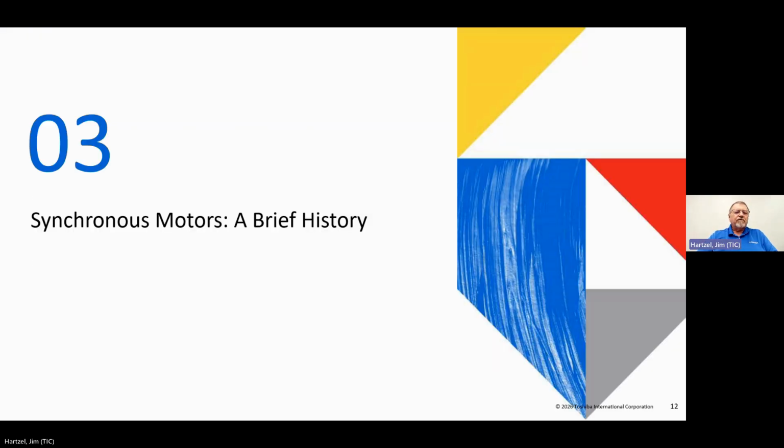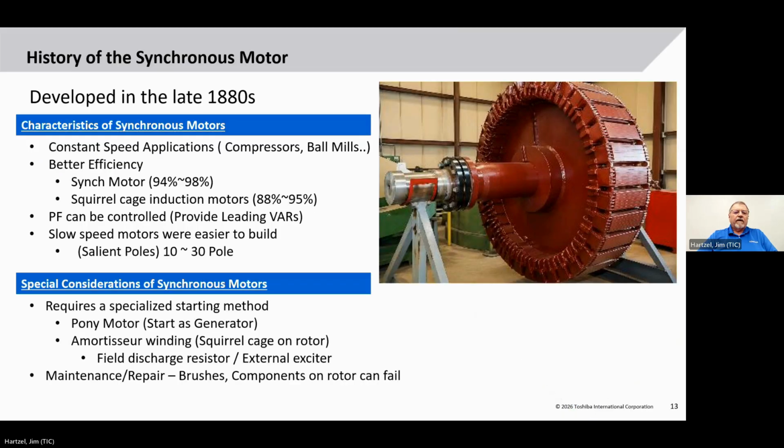So let's talk about a brief history of the synchronous motors. Okay, the synchronous motor was developed around the 1880s, so it's been around a long time. One of the characteristics of a synchronous motor is we talked about it locking into step with the rotating magnetic field on the stator. So for applications requiring a constant speed, this is a very good motor to use because it doesn't vary with slip.